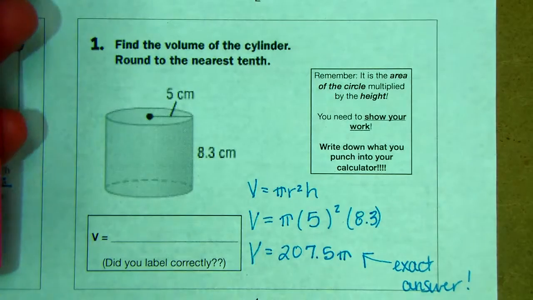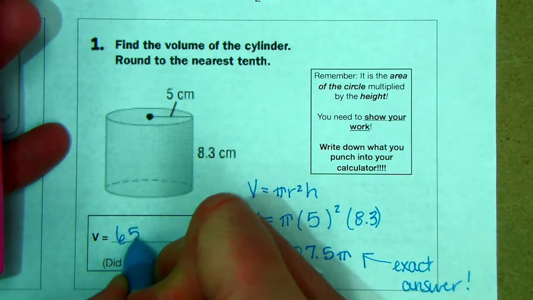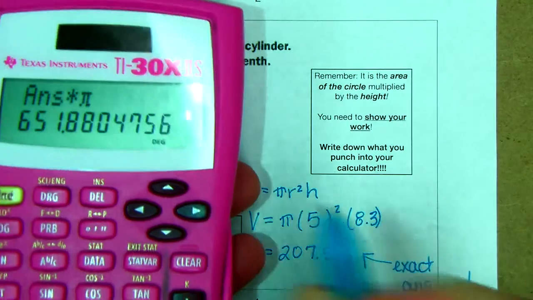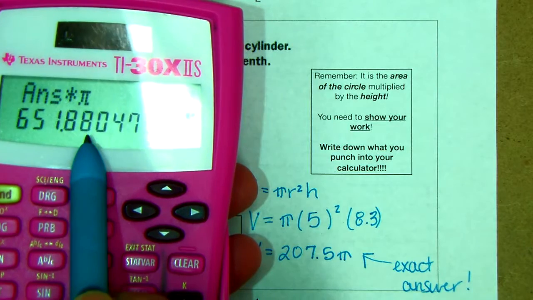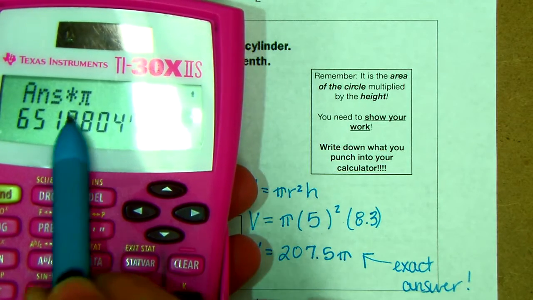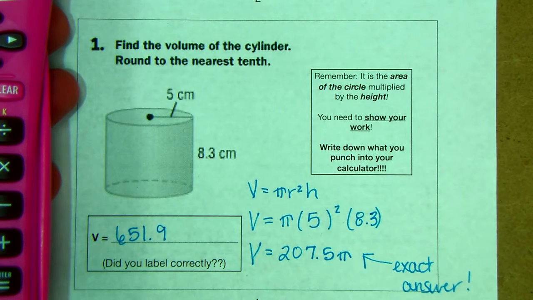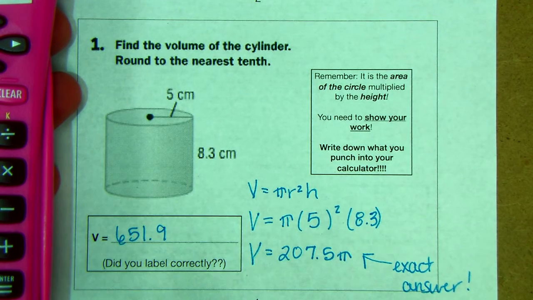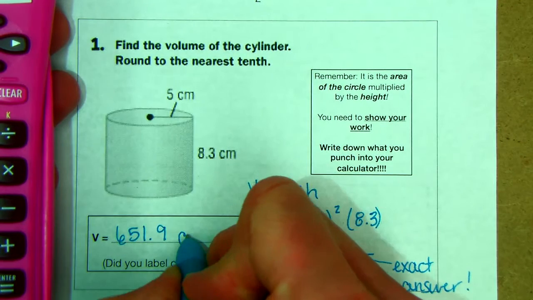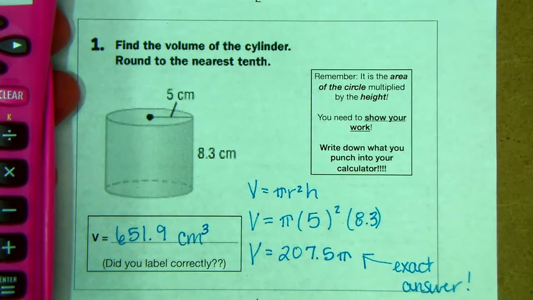This is an 8, but the next one is bigger than a 5. It's 5 or bigger, so we round it up to 9, and make sure you label correctly. Volume is 3-dimensional, so it's going to be centimeters cubed, a cubic centimeter. All right, flip your paper over when you're ready.